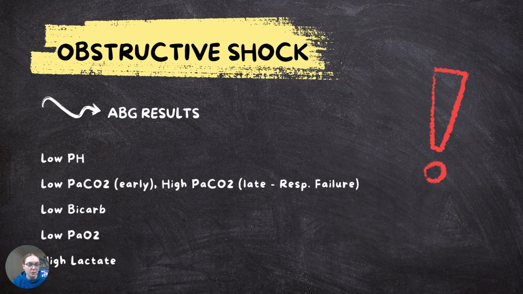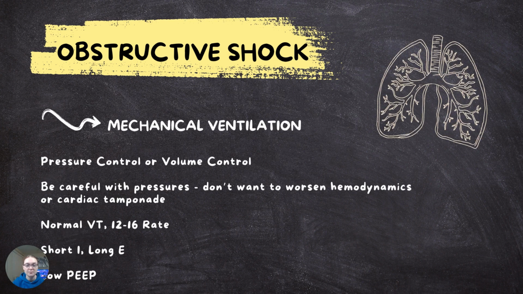For ABG results, we're going to have a low pH, and early on you're going to have a low CO2, but later on you're going to have a high CO2. That's because in the beginning the patient is probably hyperventilating, so they're blowing off a lot of that CO2, so it's going to show up low on the ABG. But as the patient progresses and their obstructive shock gets worse, the CO2 is going to increase because they are entering respiratory failure. The patient will also have a low bicarb, a low PO2, and a high lactate.